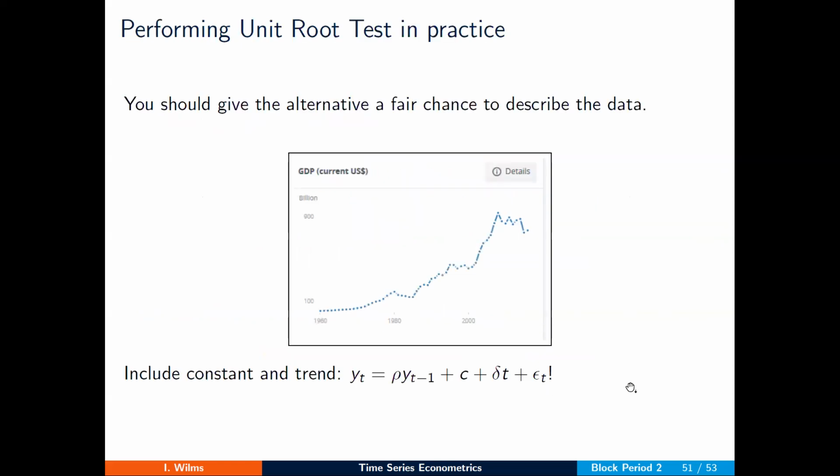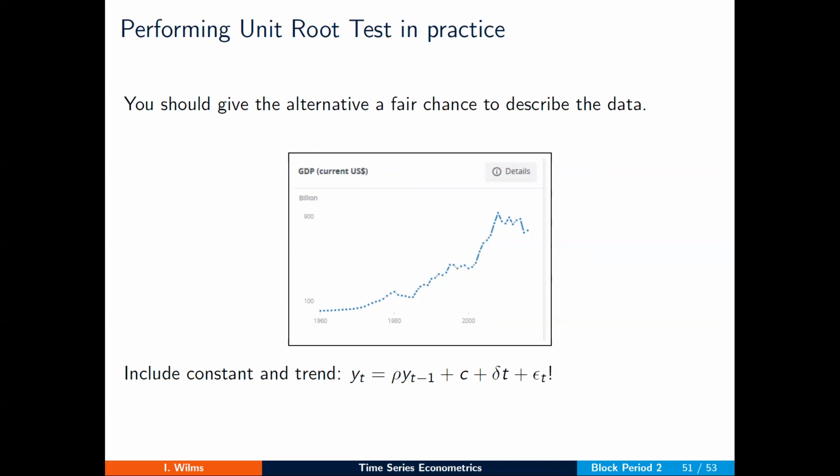Now, which unit root test should you use in practice? So how do you decide on the deterministic terms that should be included in the model? Well, you should give the alternative a fair chance to describe the data. A constant we would actually always include in our model. But what about a trend? Well, when your series has a clear trend, you should include it in the equations, since then there would be no possible way that you could have a stationary series otherwise.